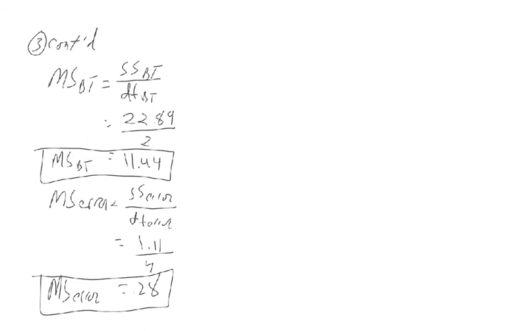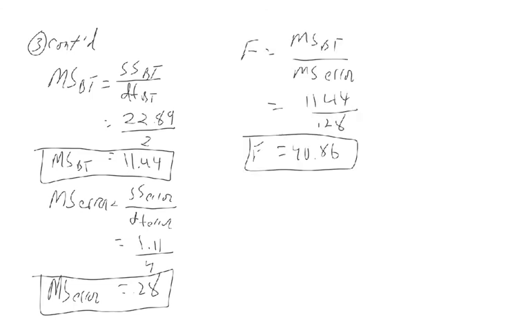So you can already see that the variation between treatments far exceeds any variation within the conditions. So we end up with F of MSBT over MS error, the two values from here and here, and we get an F of 40.86. It's clearly a very large F. Remember, F should be about 1 when there's no treatment effect. The numerator should equal the denominator.